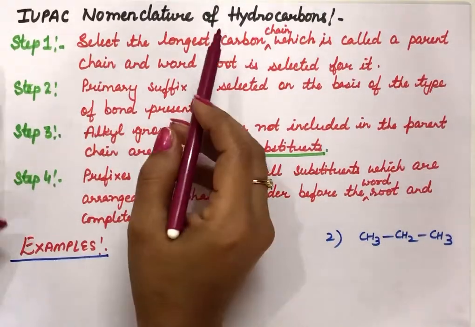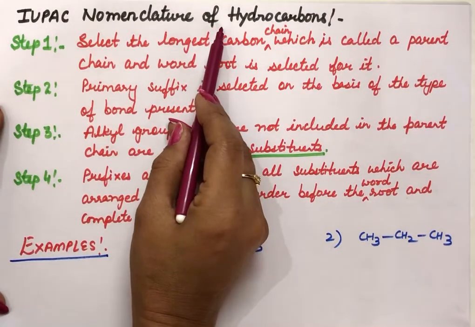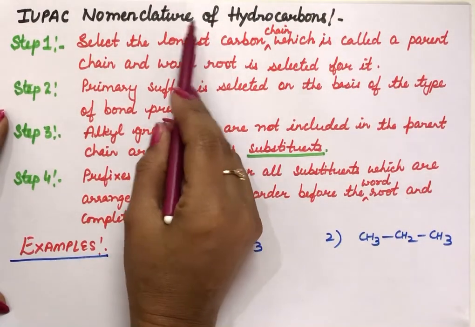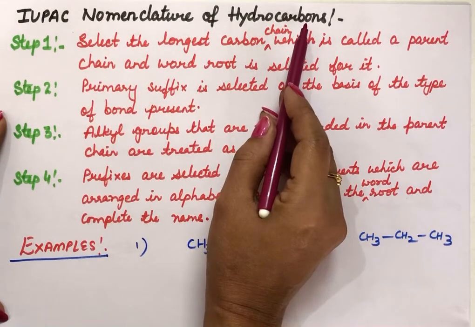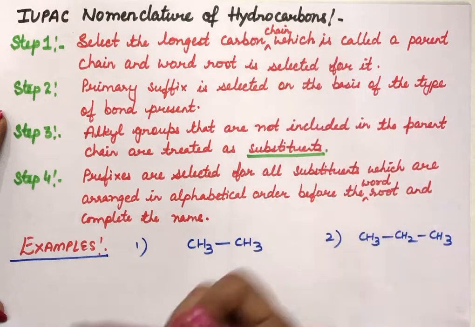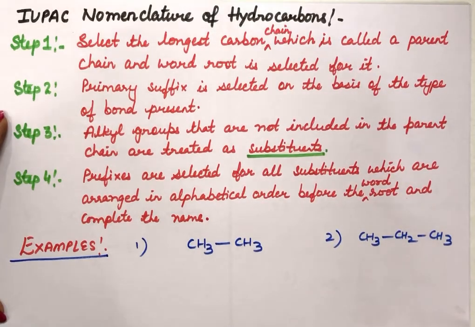Next topic is IUPAC nomenclature of hydrocarbons. How will we write the IUPAC name of hydrocarbons? These names follow some rules. We have to use these rules and then only we will write their IUPAC name.